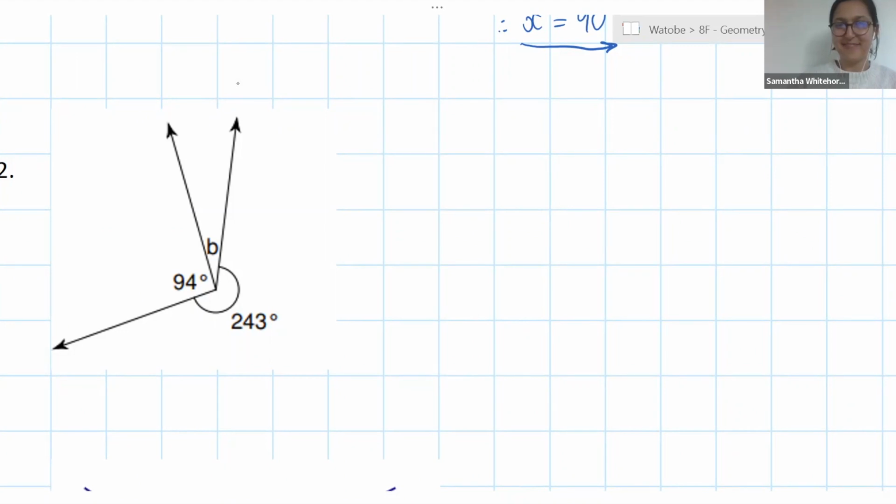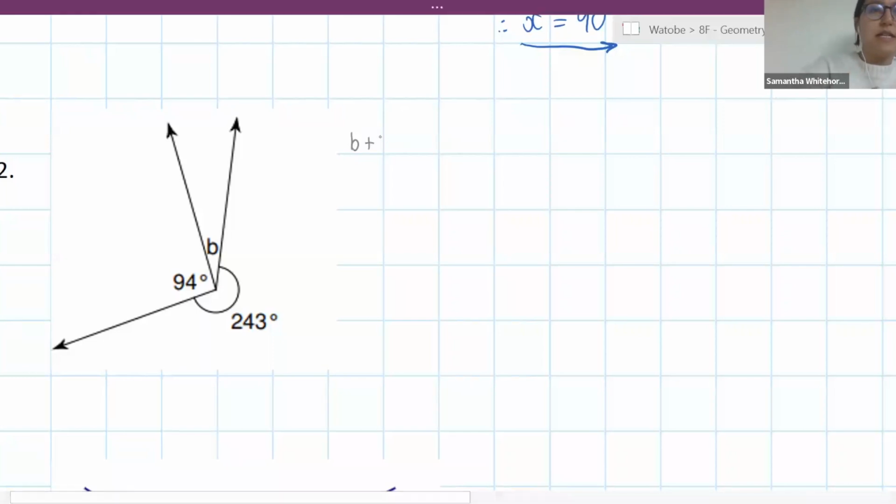Afternoon, ma'am. Hi, Amahle. So, ma'am, I said we know that this is an angle around the point because by 243 we have a little circle. So the reason, so it'll be 360 minus 243 minus 94, which will give us 23. And our reason is angles around a point. So B equals 23. Awesome. Well done. I'm just going to say it a little bit differently, but that is perfect.